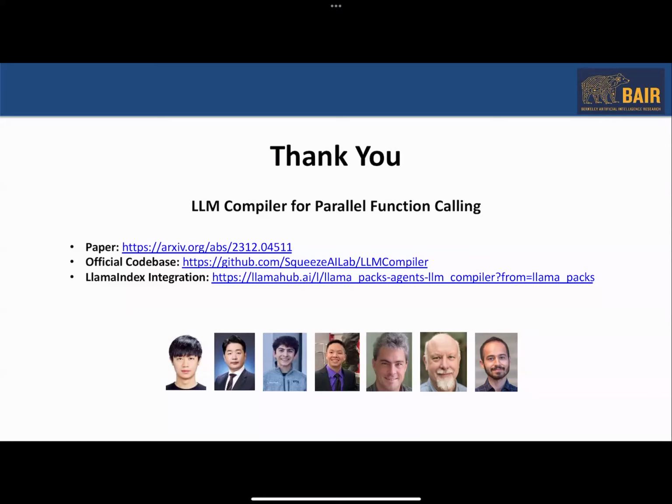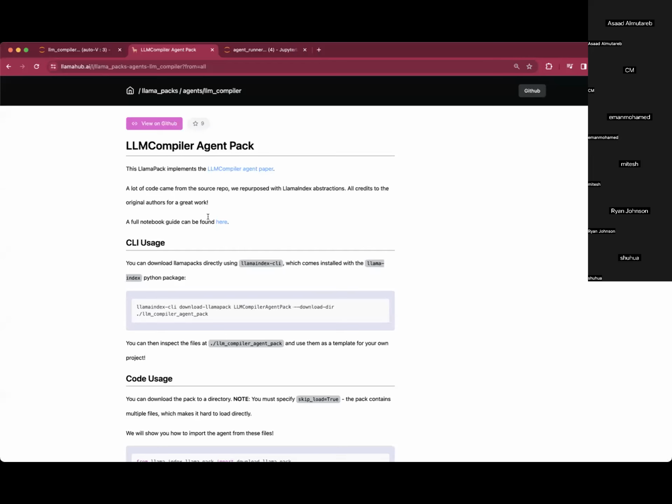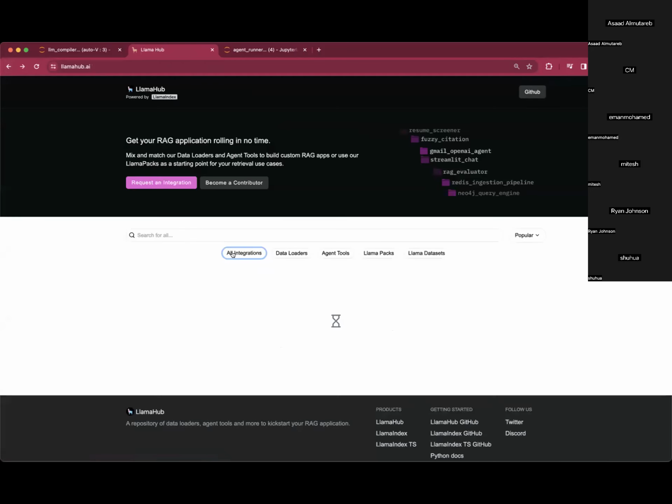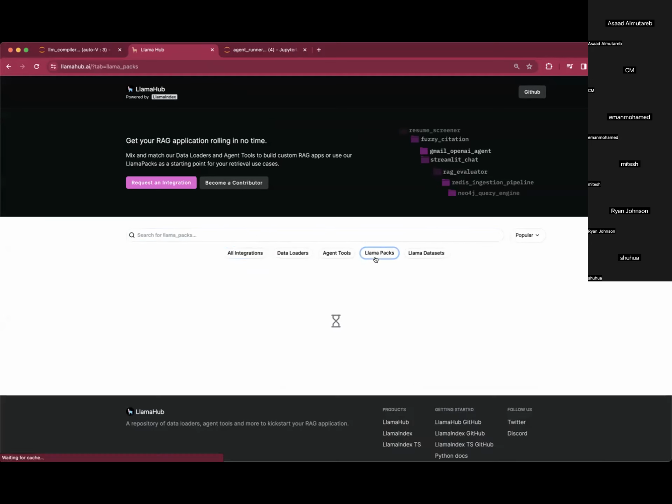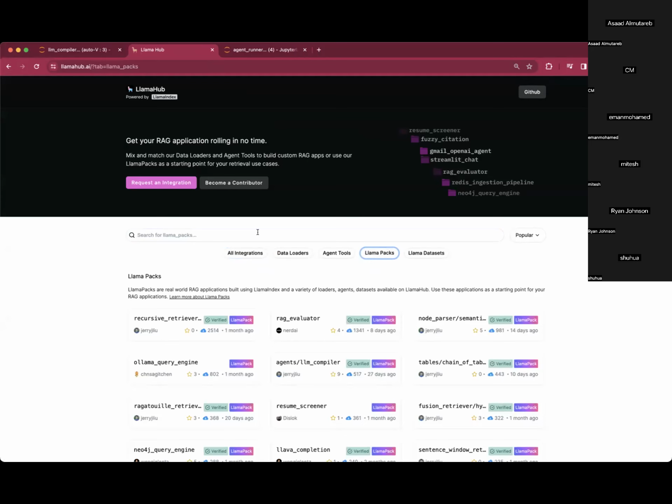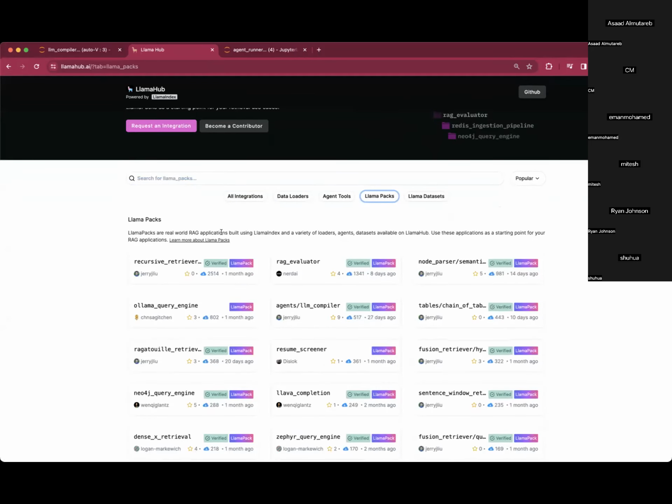Maybe just before we get to that, in about the span of 2 minutes, I am going to show you roughly where you can find the LLMCompiler implementation in LlamaIndex. Basically, you just go on Llama Hub. Llama Hub is, for those of you who don't know, a source for a lot of different integrations, including data loaders, tools, Llama Packs, and datasets. This is actually implemented as a Llama Pack, which is just a template you can download, modify, and use for your own purposes.